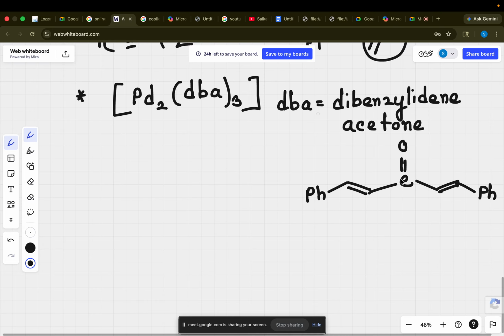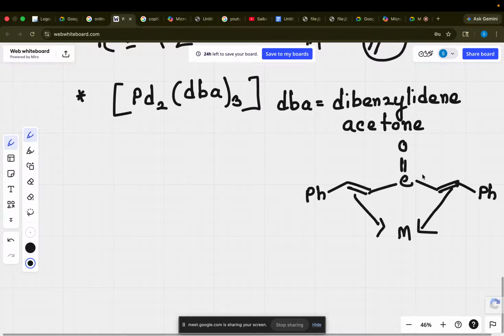Okay, the structure of DBA is this: dibenzylideneacetone. Basically this double bond is donating electrons to the metal center, and this double bond is also donating electrons to the metal center. Like that they are donating electrons to the metal center, so it will be a neutral ligand.